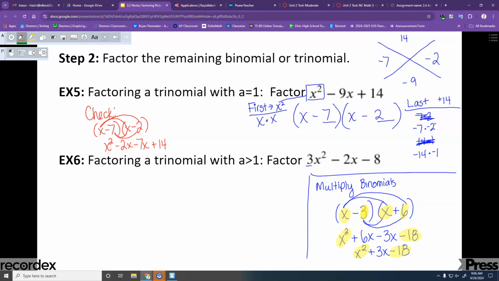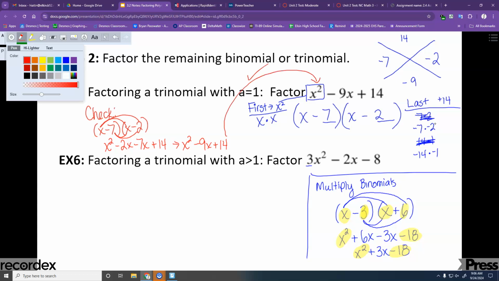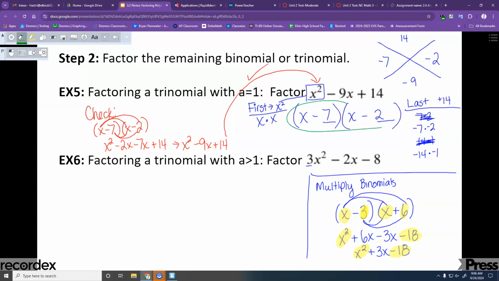And then if we put those middle two together, that's x squared minus 9x plus 14, which is, in fact, what we started with, so we did it correctly. Now, the answer is this, x minus 7, x minus 2. That's your answer right there.